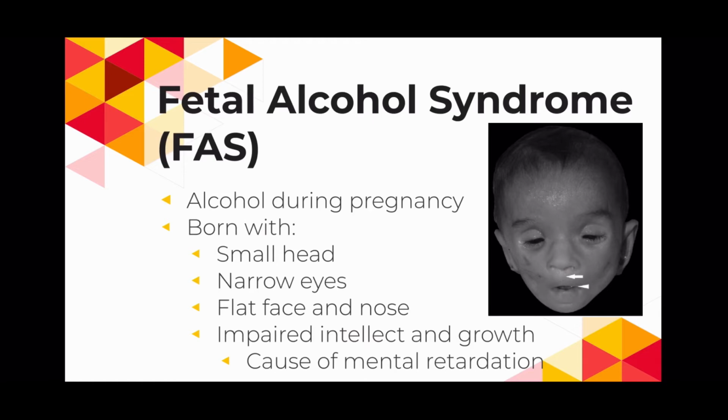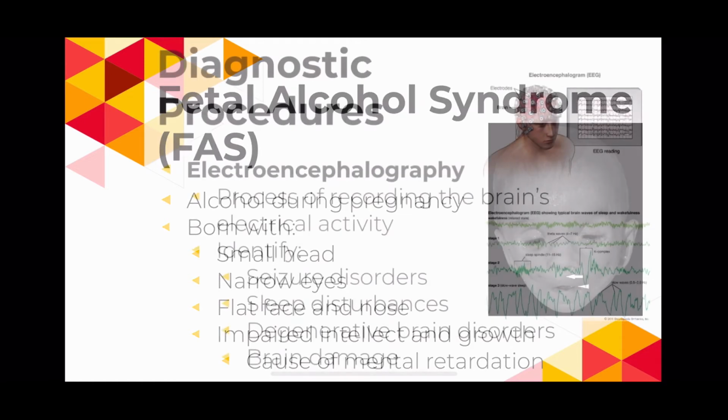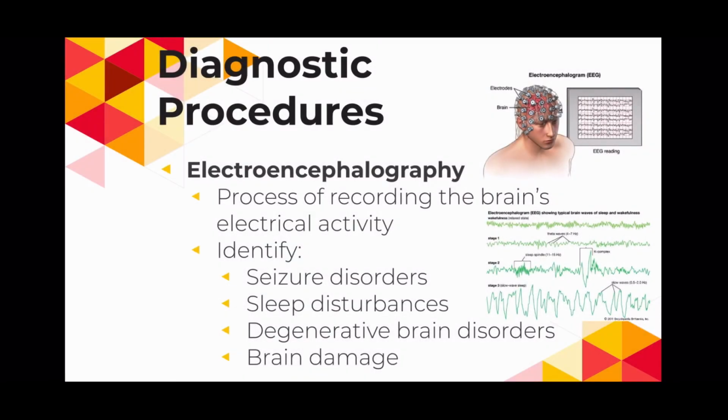Now let's take a look at some diagnostic procedures that neurologists use to diagnose patients with any of the conditions that we've talked about so far in this chapter. There are quite a few of them, but I'm only going to cover 4 of them for time's sake. And the first one is electroencephalography.